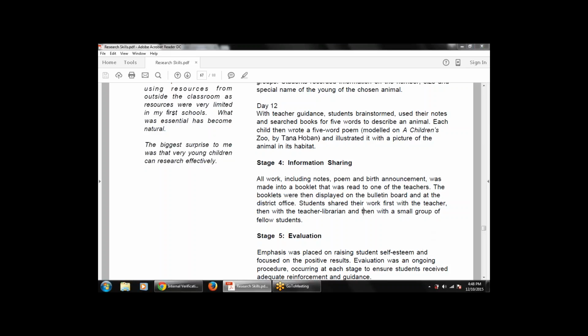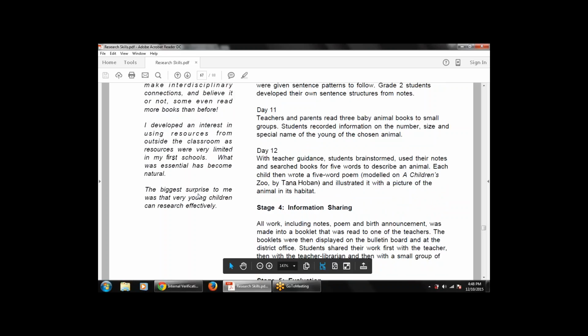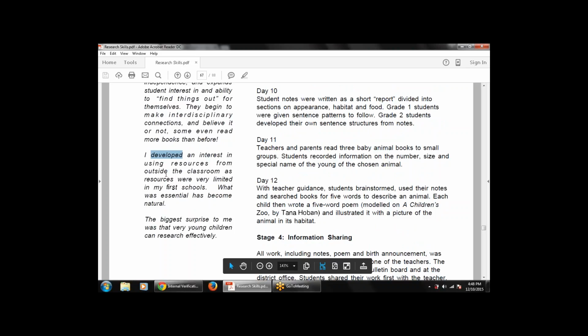So the next stage is information sharing. After the information processing, now it's time to share the information, and this paragraph is about sharing it. "I developed an interest in using resources from outside the classroom, as resources were very limited in my first school." This is the experience of the narrator, Sheila, who developed an interest in using resources from beyond the classroom because the facilities were not fully available in her first school.